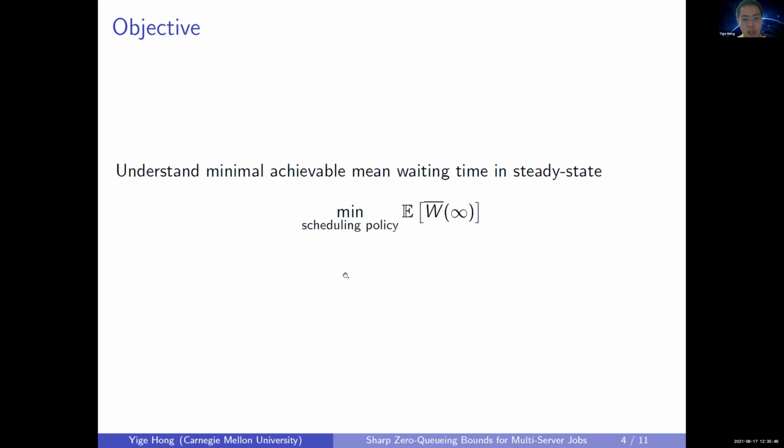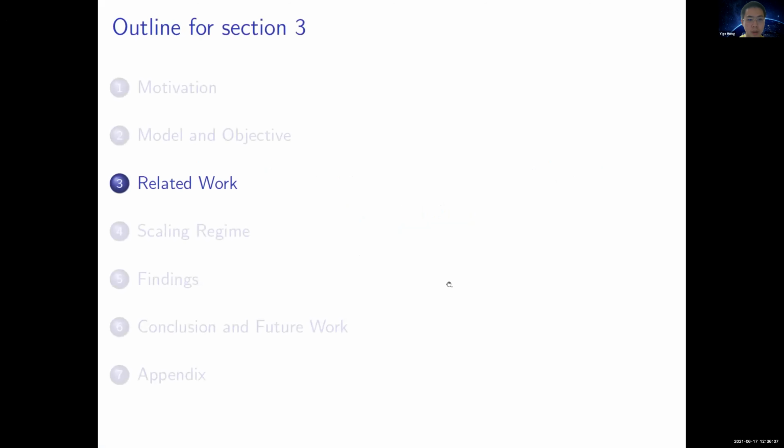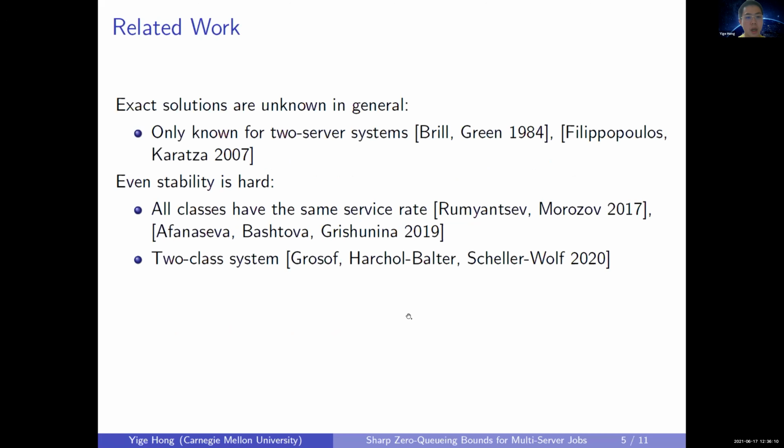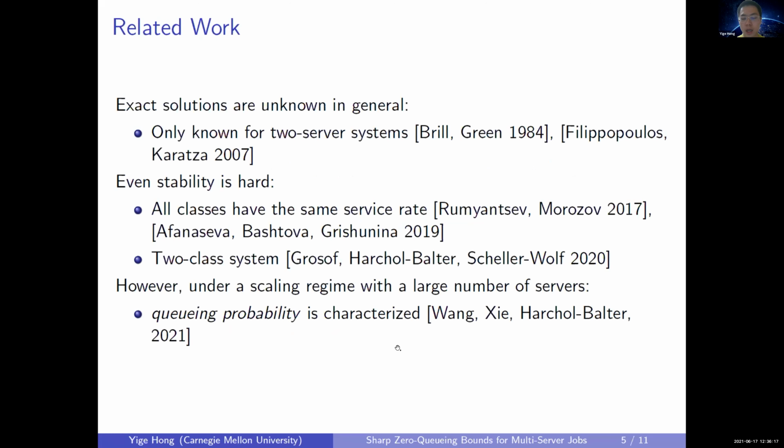Our objective is to understand the minimal achievable mean waiting time in steady state. Here, W bar infinity is the notation for the mean waiting time, the random variable of waiting time in steady state. And we want to minimize over all possible scheduling policies. Similar models have been studied before by many people, and it appears that exact analysis has been hard. But things will be easier if we consider a larger system. In a paper of this year, they analyzed the queuing probability under a scaling regime with a large number of servers. Our work will study a similar scaling regime, but our objective will be the mean waiting time.